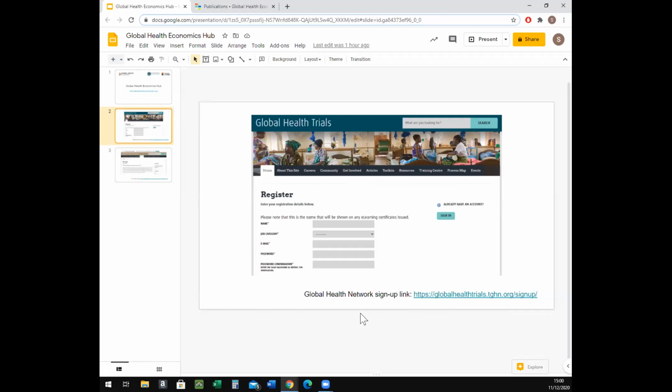And that will take you through to the Global Health Trials page. There's a very short form to complete with your details on there, and what that will give you is a username and a password. You can then use that to access the hub as a member, and that will give you access to all of these forum pages.